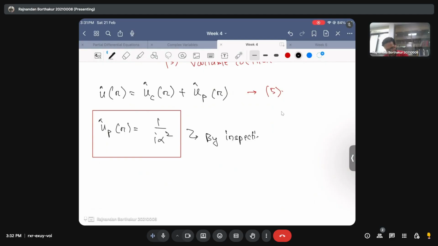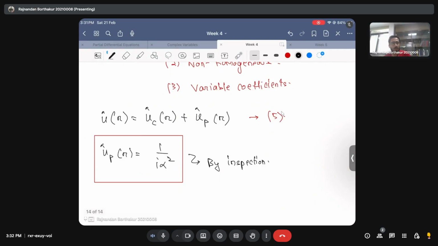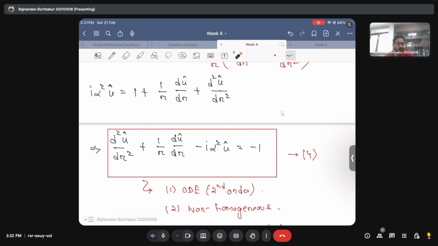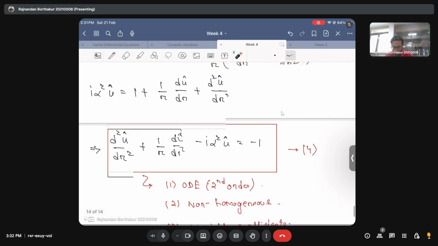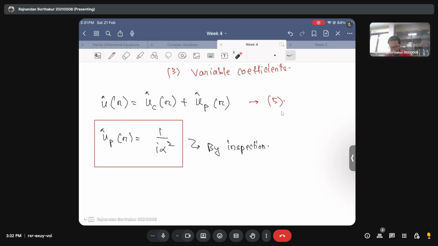But maybe in some complex problem where inspection doesn't help, you basically need to look into more standard approaches for calculating particular integrals. For ODEs with constant coefficients, we have something known as the method of variation of parameters. So you can use it to calculate the particular integral. But anyways, in this problem I know just by inspection that my particular integral is going to be 1 by i alpha squared. If you ask me how, just substitute it here and you will see that your ODE is solved. And if this is a solution, you can prove that this is precisely the unique solution. That is something that the math says.